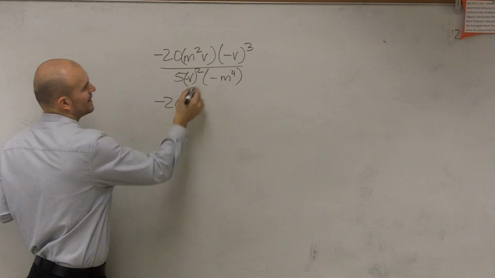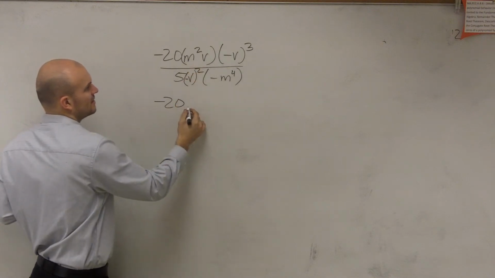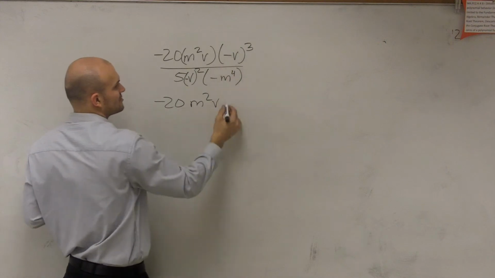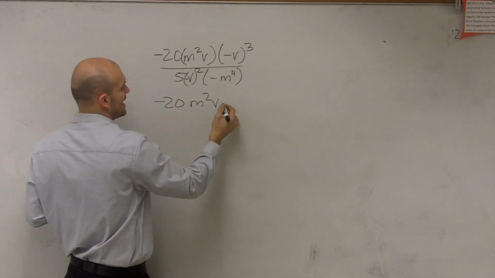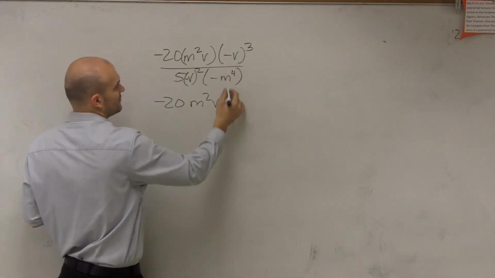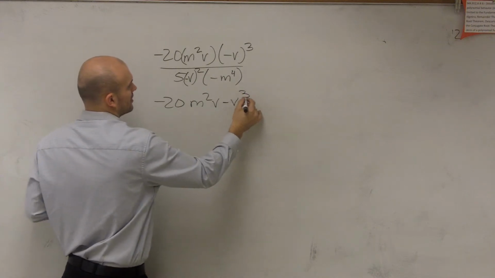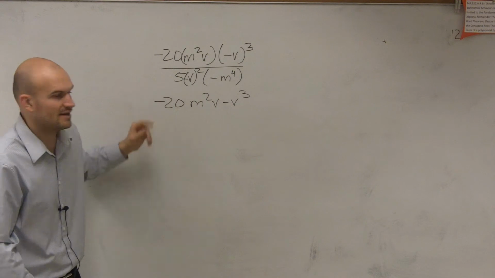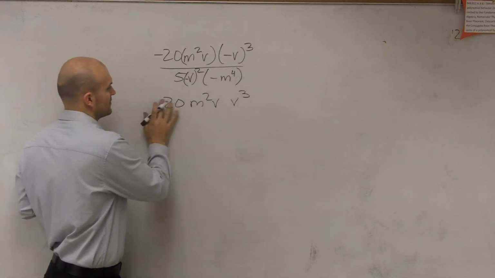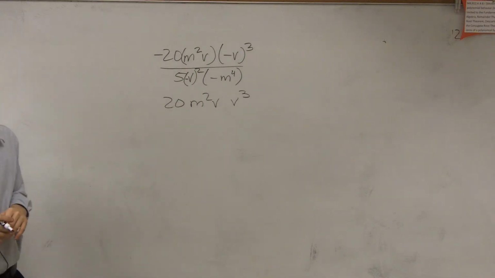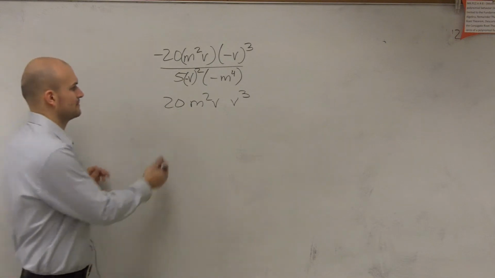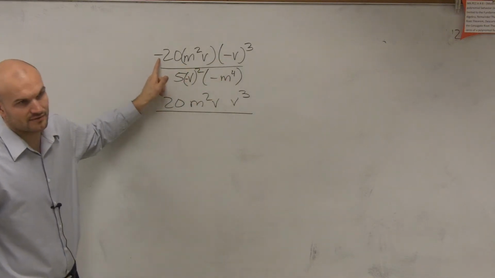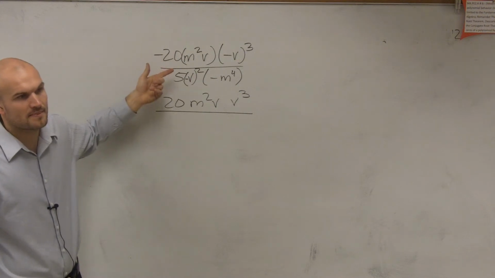So I have negative 20. I don't really need these parentheses here. This is just going to be m squared v. And this would be negative v to the third. But since these are all multiplied by each other, a negative times a negative is now going to make it a positive. So therefore, my numerator can now become positive. Okay? Because look, you're multiplying a negative times a negative, which is going to make it positive.